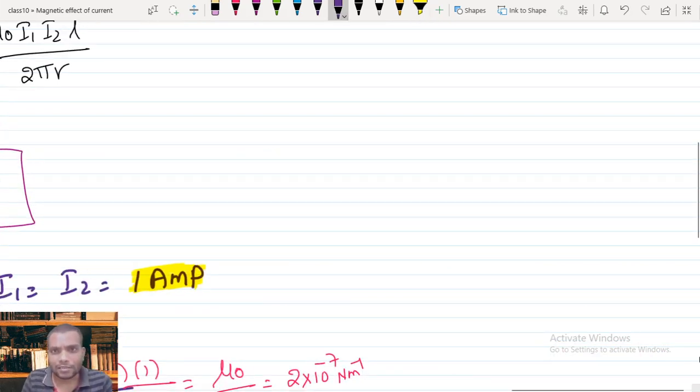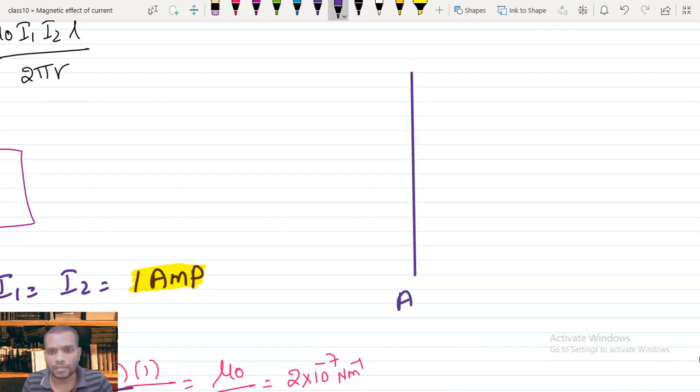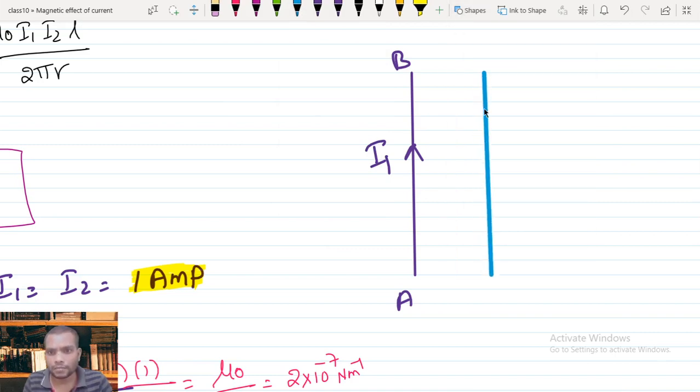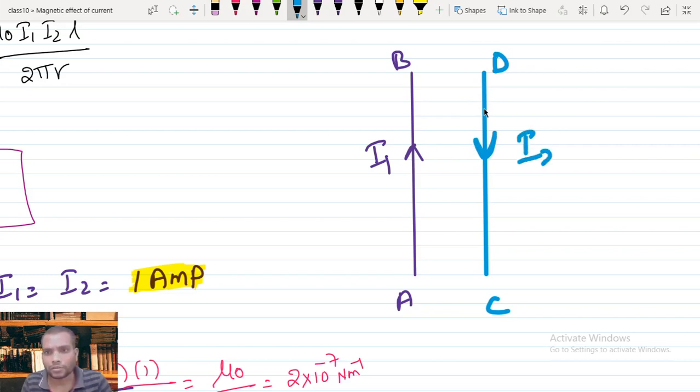Now let us think like this. Suppose I have two parallel conducting wires. Suppose I take this as AB, and this time current I1 is passing in this direction. Suppose I take another wire, CD. Now the current in this wire is anti-parallel, I1 and I2, and they are both separated by a distance r.